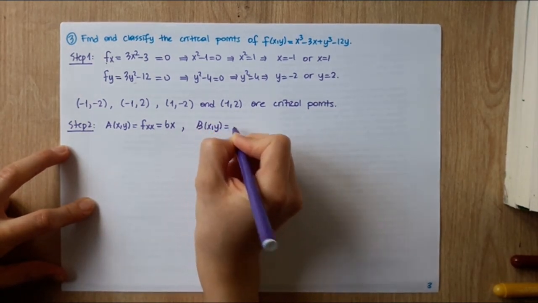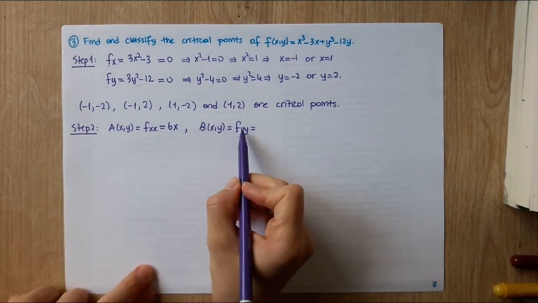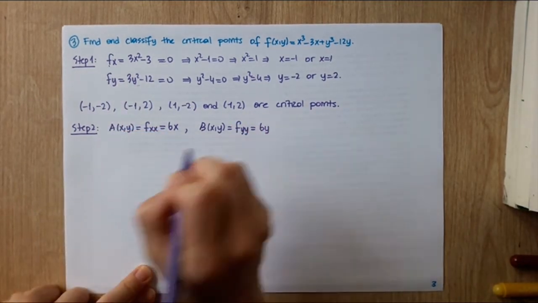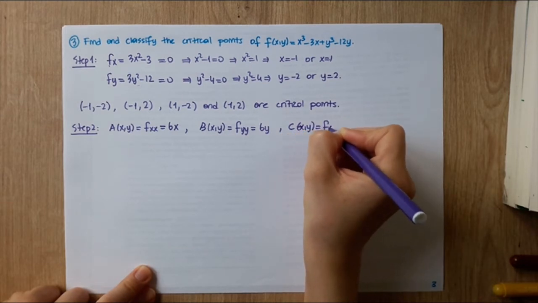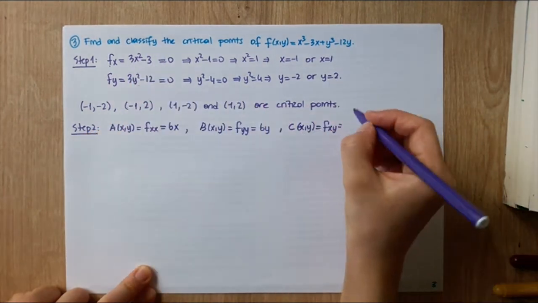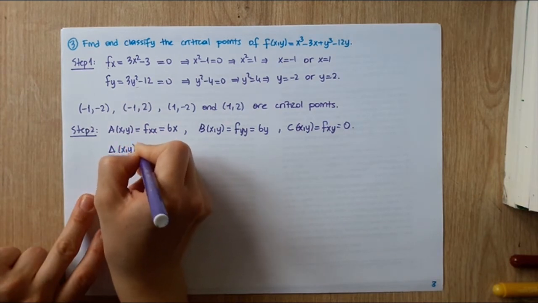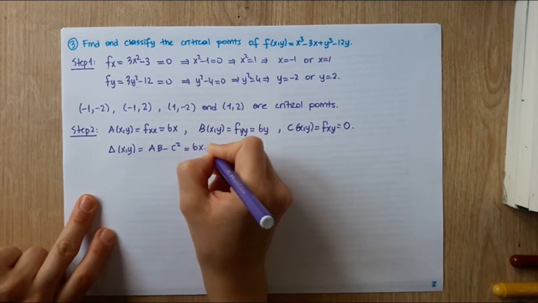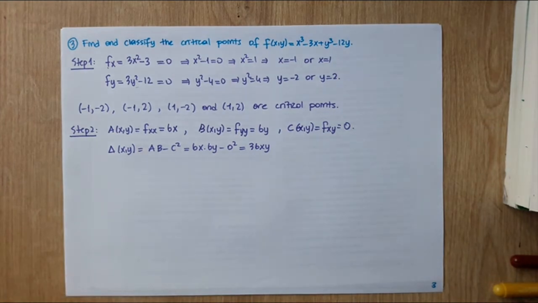b is f sub yy, so it is the second derivative of f with respect to y. So the first derivative of this function with respect to y, which is 6y. And c is f sub xy, so it is enough to calculate the derivative of this function with respect to y, which is 0. And delta is a times b minus c squared. So a is 6x, b is 6y minus 0 squared. So I have 36xy.